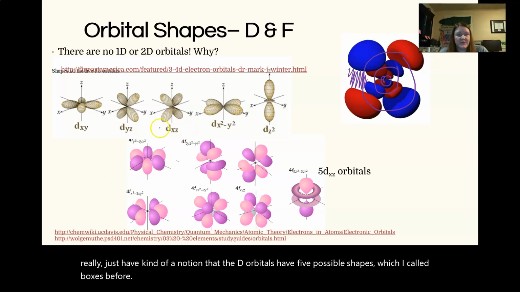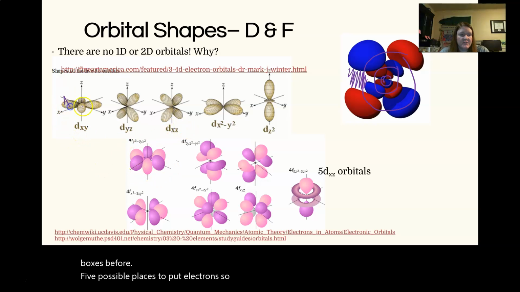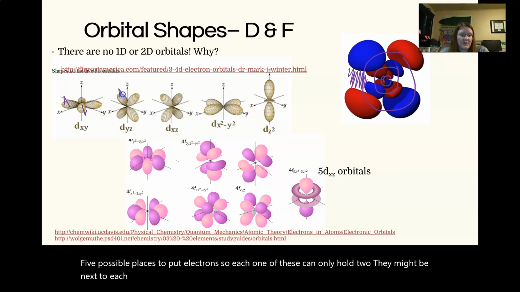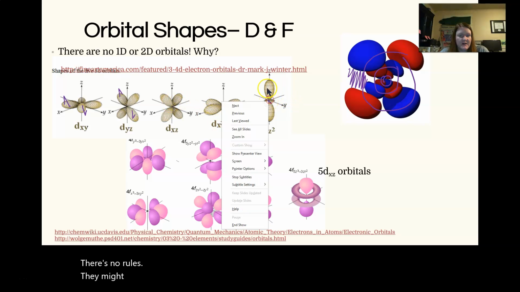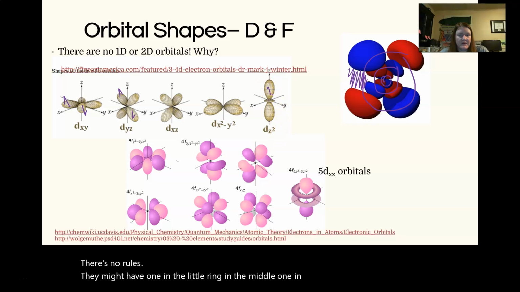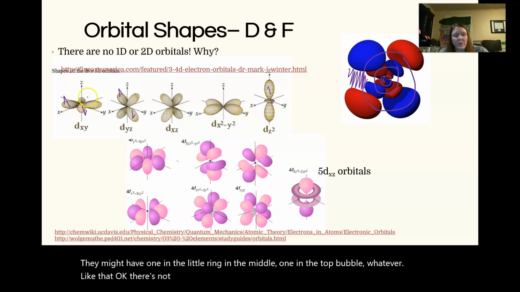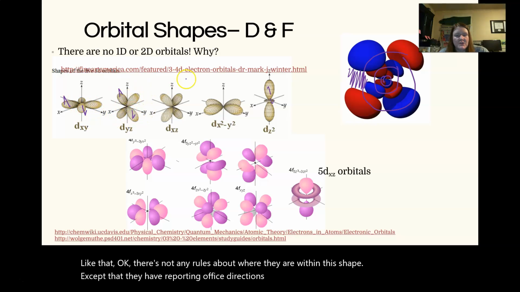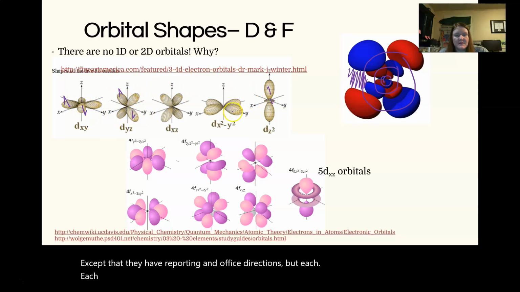5 possible places to put electrons, so each one of these can only hold 2. They might be next to each other, or they might be across from each other. There's no rules. They might have one in the little ring in the middle, one in the top bubble, whatever, like that, okay? There's not any rules about where they are within this shape, except that they have to be pointing in opposite directions. But each shape represents the potential for 2 electrons to live there.